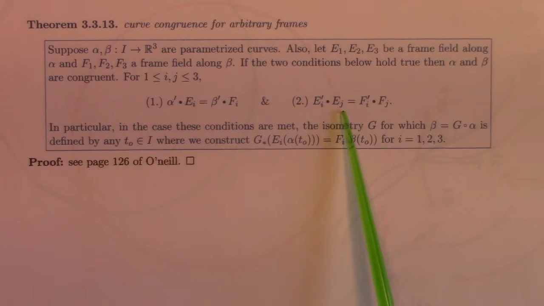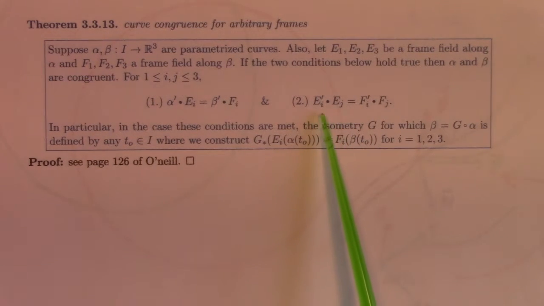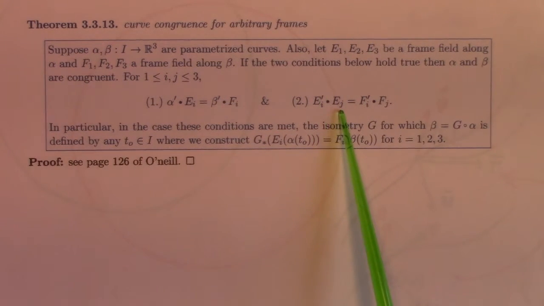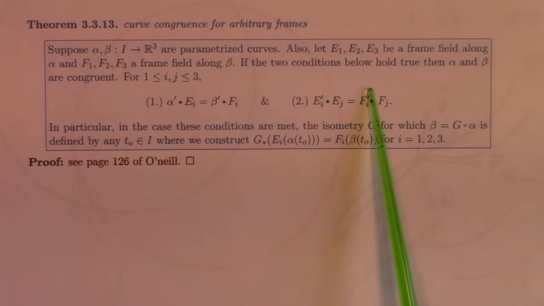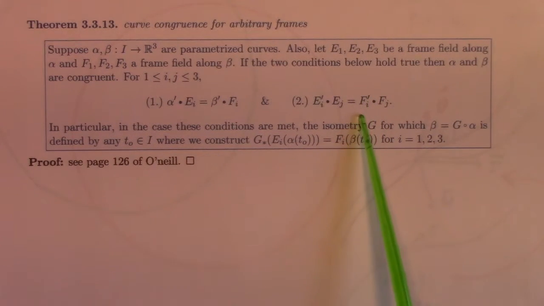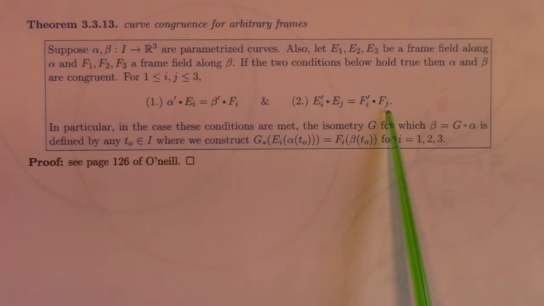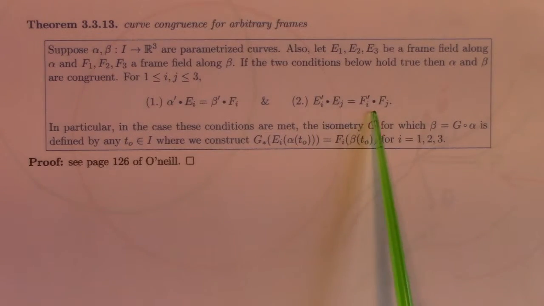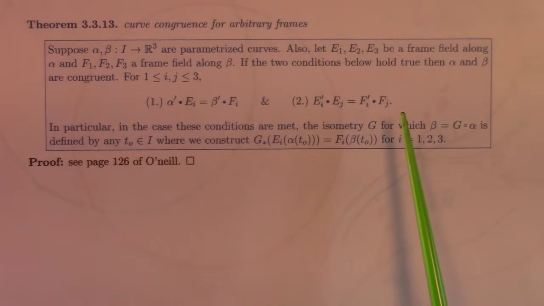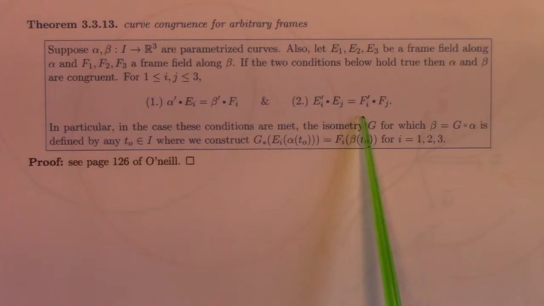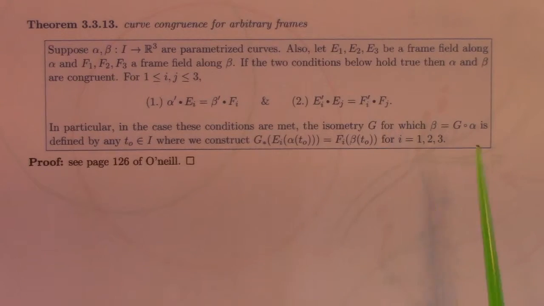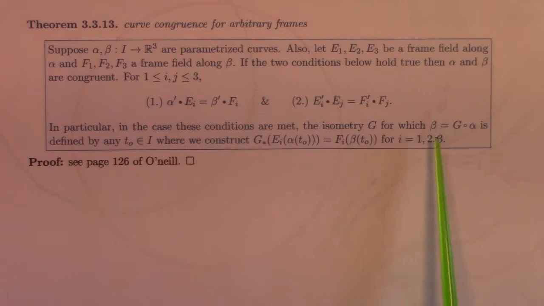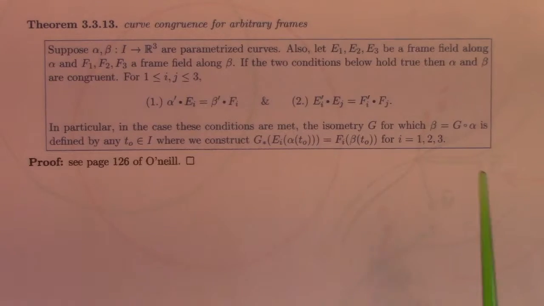the derivative. These are telling you how the ith E frame changes in the direction of the jth E frame, and how the ith F frame changes in the direction of the jth F frame, you know? So in some sense, this condition says that the frames evolve the same way along the alpha curve and the beta curve. So it's kind of a natural thing to look at. But if that's the case, then there has to be an isometry. In other words, beta and alpha have to be congruent if that condition is met.